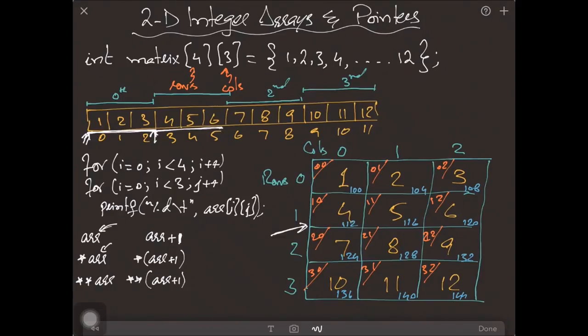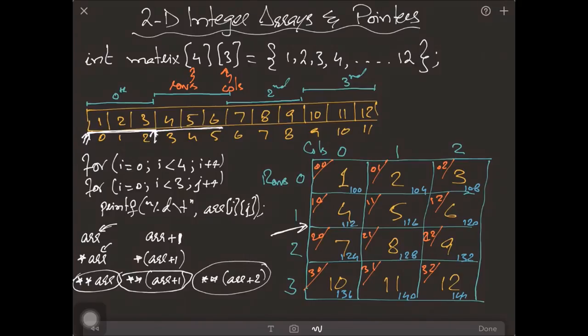And if I use a double pointer over here, I will get the value 4. So writing this, I will get the value 4. Writing this, I will get the value 1. And writing arr plus 2, I will get the value 7. And if I write arr plus 3, I will get the value 10. So the question is, how can I access the rest of the elements?